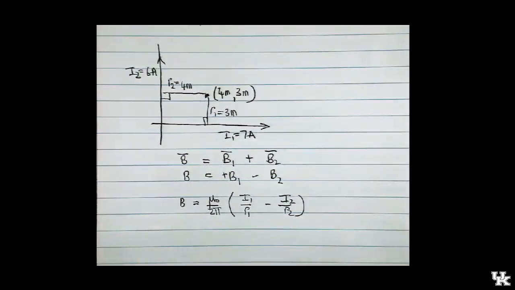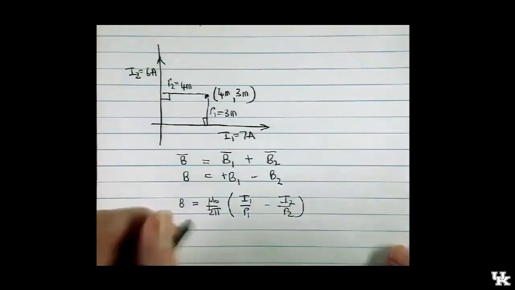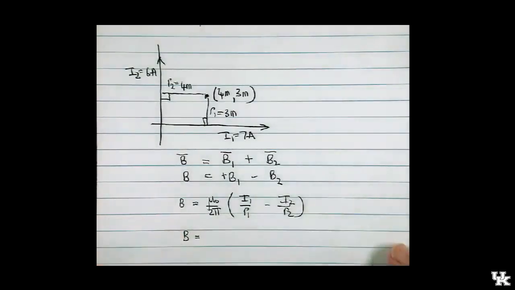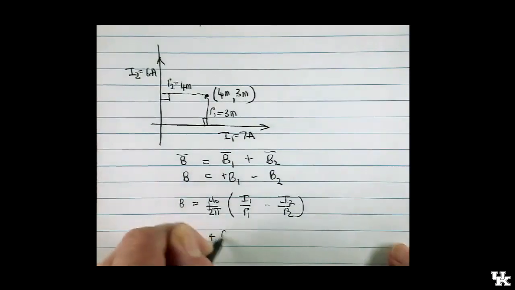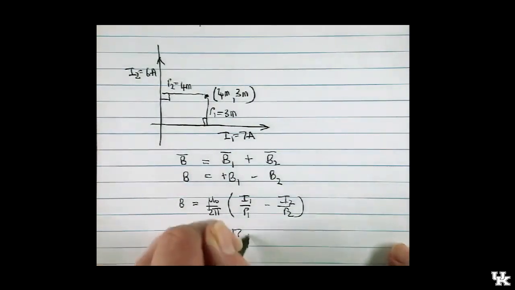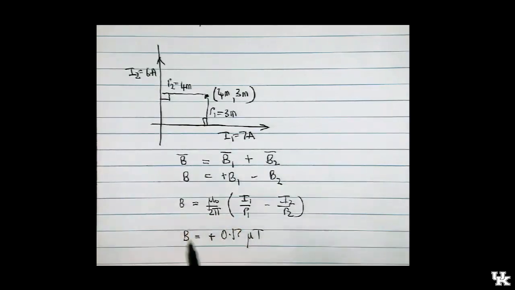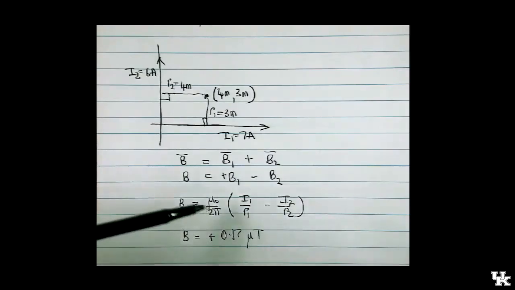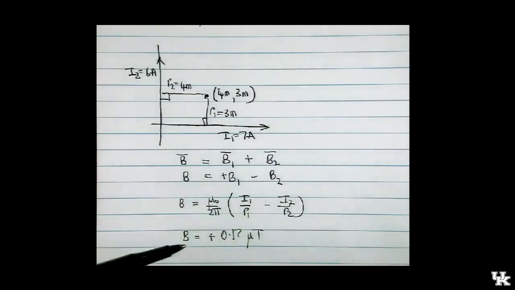At this point, I know the two currents, 6 and 7 amps. I know the two distances, 4 and 3 meters. All I've got to do is plug in those numbers. I'm not going to write them all out. But if I plug them in, I get 0.17 plus 0.17 microteslas. That's 10 to the minus 6 of a Tesla. So it's a tiny magnetic field, because the characteristic strength, mu naught, is a tiny number.